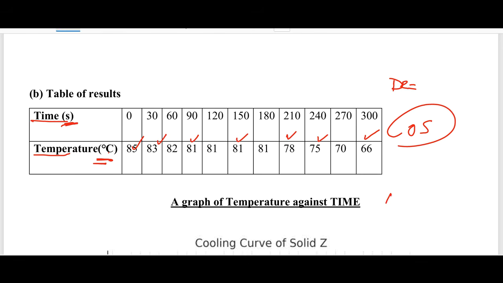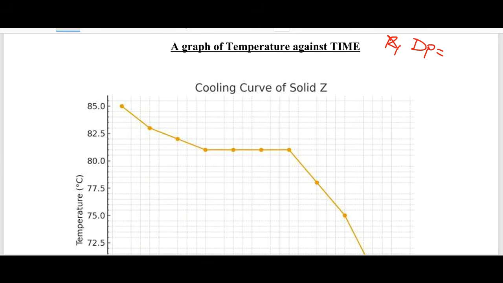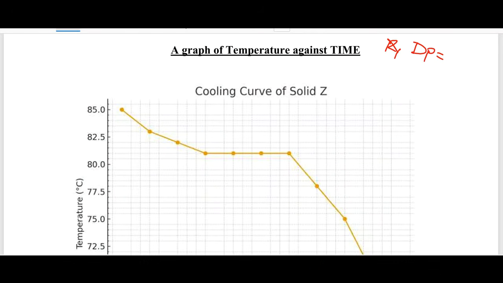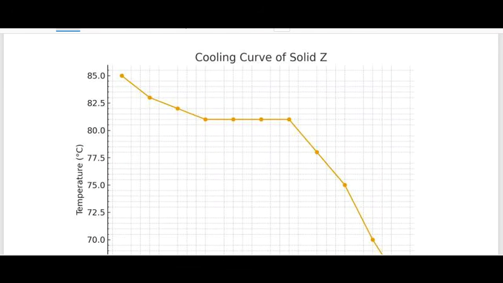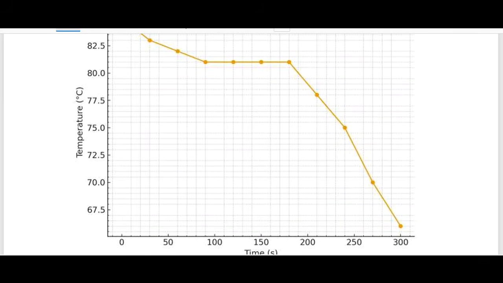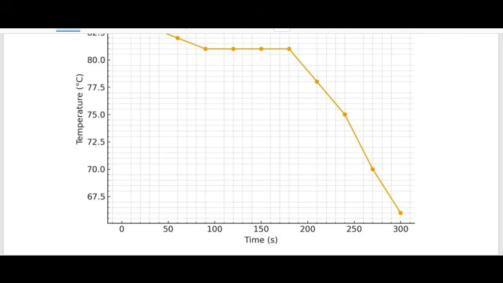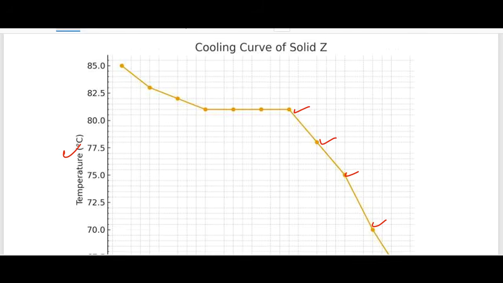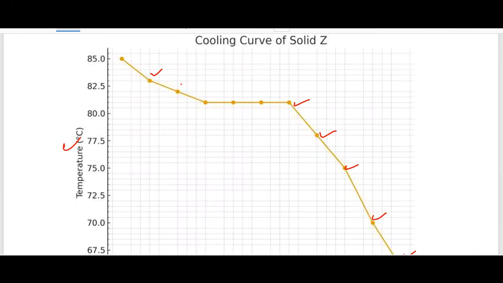Then we need the scores for data presentation. That's when we get the scores, especially for the graph. A graph of temperature against time, the cooling curve of solid Z. The first score I give is for time in seconds, temperature in degrees Celsius. I believe we can do this one, and then we draw a smooth curve.